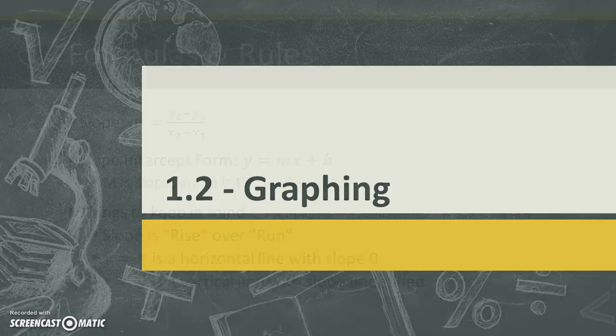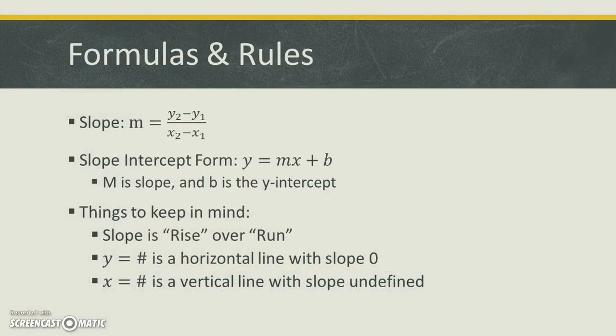This is graphing. A couple things about graphing you need to know, some formulas and rules. The slope formula is y2 minus y1 over x2 minus x1. Remember, that is rise over run. Slope-intercept form is y equals mx plus b, where m is slope and b is the y-intercept.